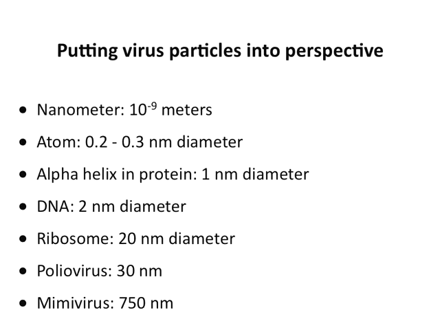So to put the size into perspective, again, we touched on a little bit of this earlier. A nanometer, of course, is 10 to the minus 9th meter, so atoms are about 0.2 to 0.3 nanometers in diameter. An alpha helix in a protein, about a nanometer in diameter. DNA 2, a ribosome 20, and poliovirus 30. Remember, we showed a drawing of ribosomes next to polio, similar sizes. And the very large mimiviruses, 750 nanometers.